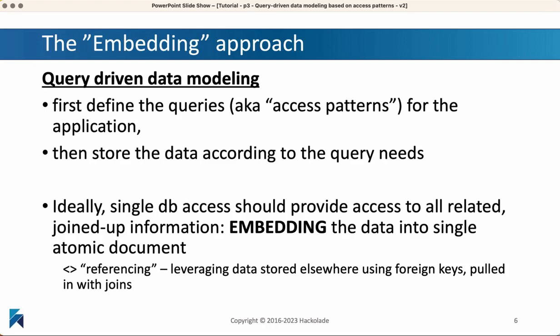So in query-driven data modeling or access pattern-based data modeling, we're going to be first defining the queries for the application that we have, right? And then store the data according to the query's needs, right? So embedding means that we are going to try to make sure that all the data that we need for a particular transaction, for a particular lookup, is going to be in the same atomic document. One DB access should provide everything you need, all the related, joined up information that you need for that particular transaction, right? In that one access, right? We're going to embed everything into that single atomic document.